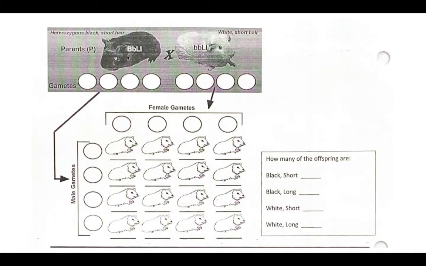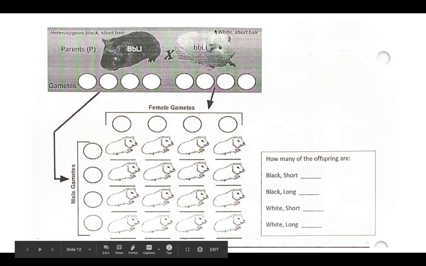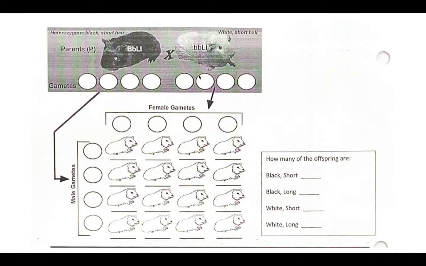So for example, this, FOIL it: first gamete, big B, big L. Second gamete, big B, little l. Third gamete, little b, big L. Fourth gamete, little b, little l. So there's our gametes, and then they get dropped down here onto this axis. Same thing over here for the female. What kind of gametes? Drop them onto the axis.